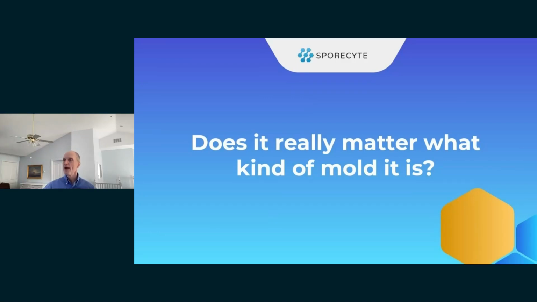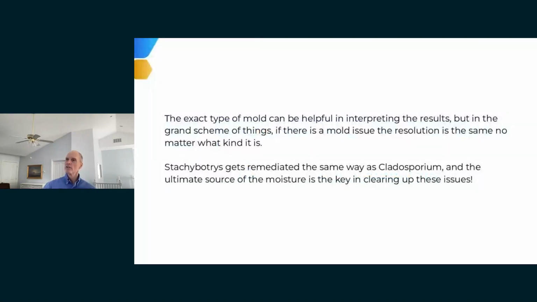Let's see, does it really matter what kind of mold it is? So the exact kind can be helpful. Specifically, as you look at our report, we've broken the mold part, I call it the lab part of the report, into 3 groups of mold spores. You'll have the top group, which is a handful of spores that says water-related indoor spores, something like that. And then you've got indoor-outdoor spores, and then you have a group of just outdoor spores.